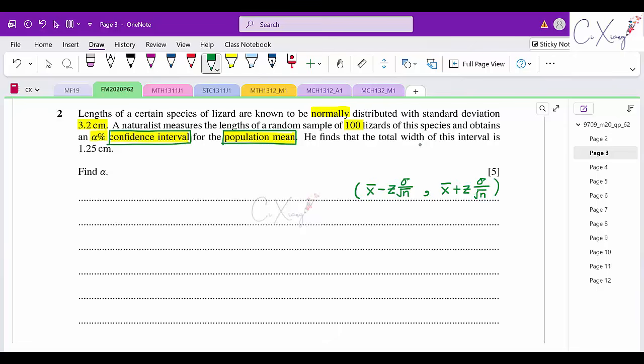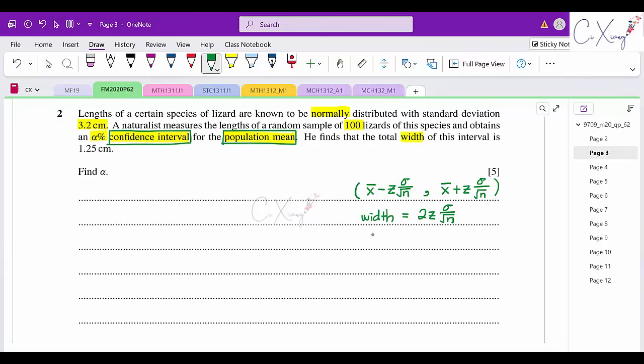When they are talking about the width, what is the meaning of the width? That means how big is the value between the lower and upper limit. Therefore, to get the width, you need to take the upper limit minus the lower limit, because I want to know the distance between them. If you subtract the lower limit from the upper limit, by right you should get the width formula as 2z sigma over square root n. This is just in case you can't remember the formula; you can use the original formula and get the formula for the width.